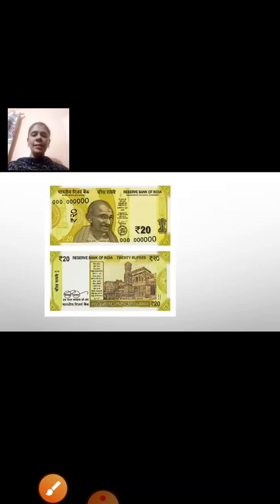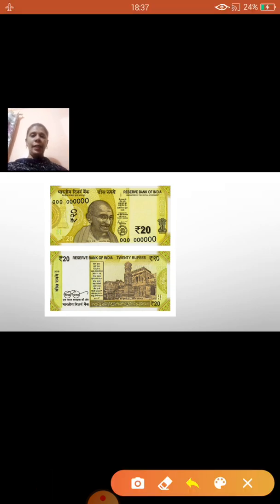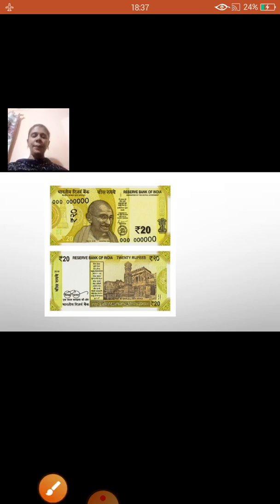Now this is the 20 rupee note. Correct, the new one, the new 20 rupee note. This is the front side and this is the back side of the note. See, the new 20 rupee note. Then this is the old 20 rupee note. So we have the 20 rupee note in two colors. One is old and one is new.